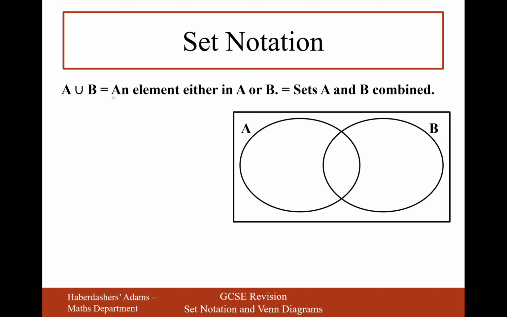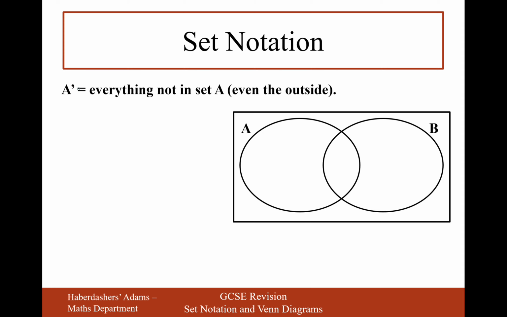A or B: this is an element that's either in A or in B. So it could be here, could be here, or it could be both. It doesn't necessarily need to be in just one of the sets. It can be in both of them if it wants to be. As long as it's in A or it's in B, that's absolutely fine. If it's in both, fantastic.